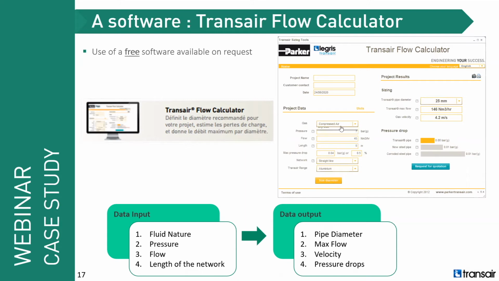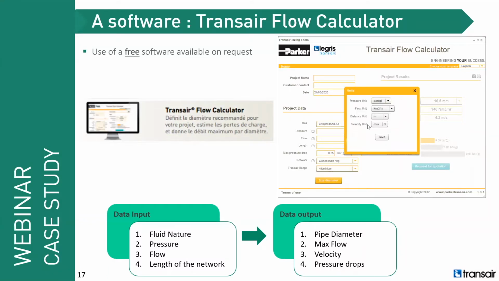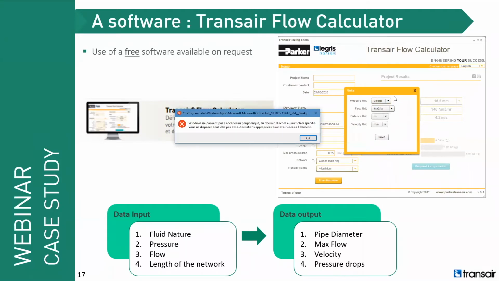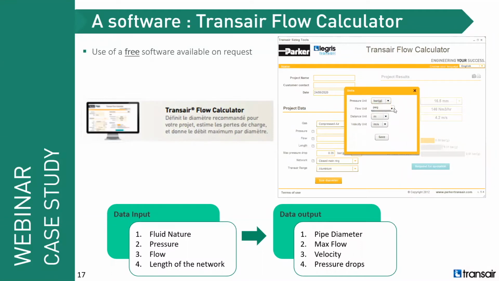So first the type of fluid, the pressure of the network, the flow rate, let's say 500, the length of your network, a max pressure drop, either being absolute pressure drop or a percentage, let's say 5%. The type of the network, so as we've just said before, either a straight line or a closed main ring, a loop, and the range, aluminum or stainless steel. You can also change the unit if you want. Here I'm using the European unit because it's what I'm used to, but you can go for pressure in PSI, flow rate in SCFM, etc., etc.